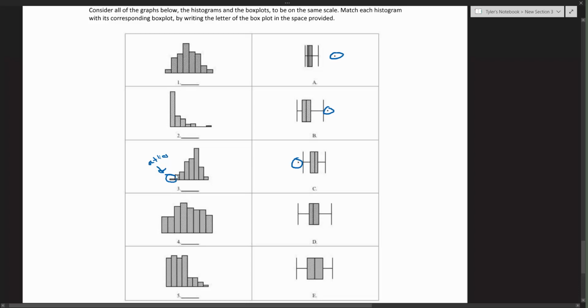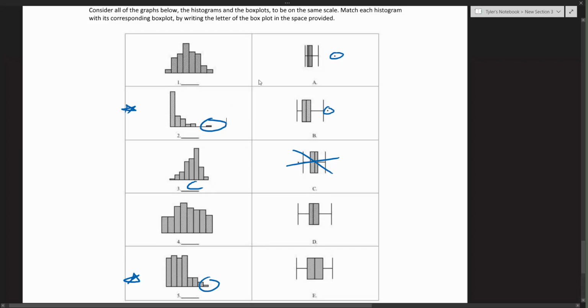Here, that points me to a potential outlier. The shape makes me think there's an outlier there. So 3 would match with C. Those already match straight across, so we've got C taken care of. And then next, I have outliers to the right. I want to think about which histograms would potentially have an outlier to the right. I would say 2 and 5. I'm looking here and here. Those look to have outliers.